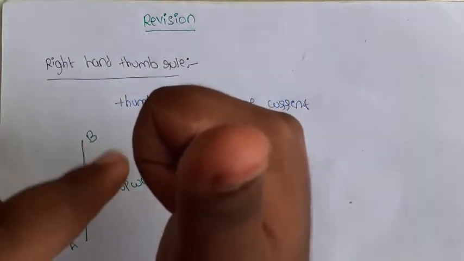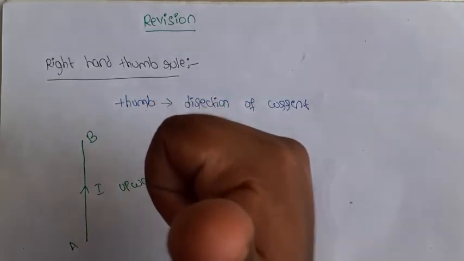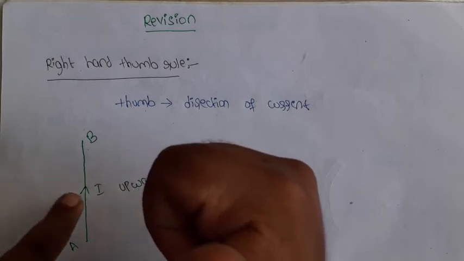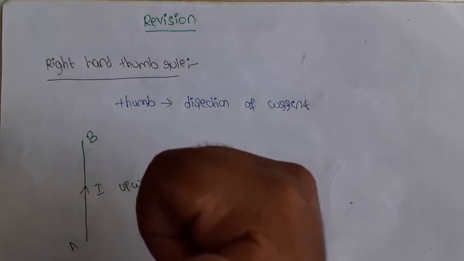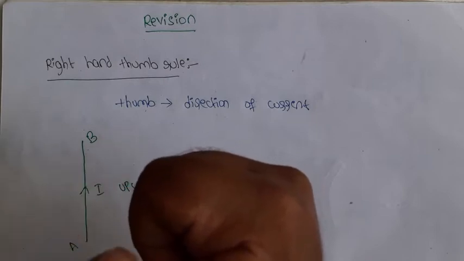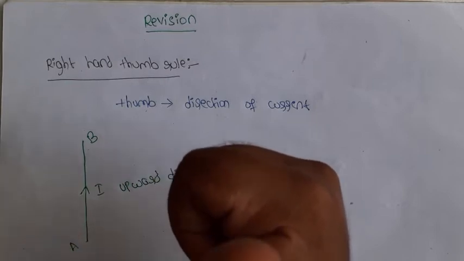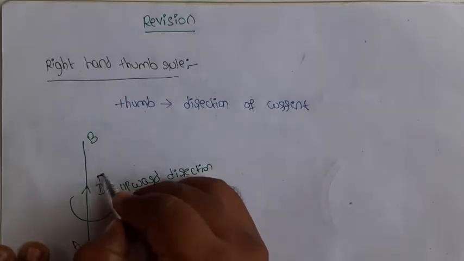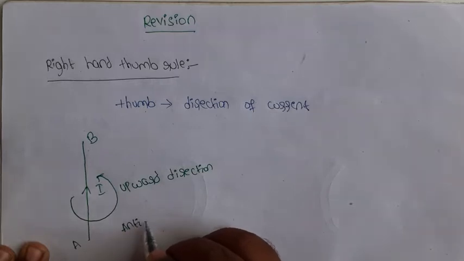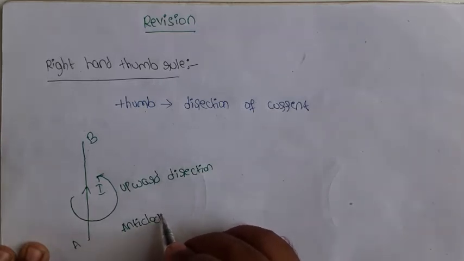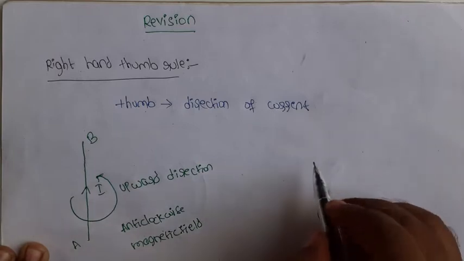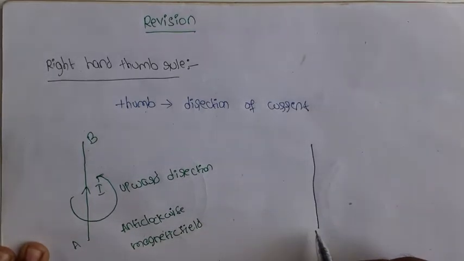The magnetic field is in anti-clockwise direction. When current is moving in the upward direction, the magnetic field is in anti-clockwise direction. This is the direction of the magnetic field, anti-clockwise.